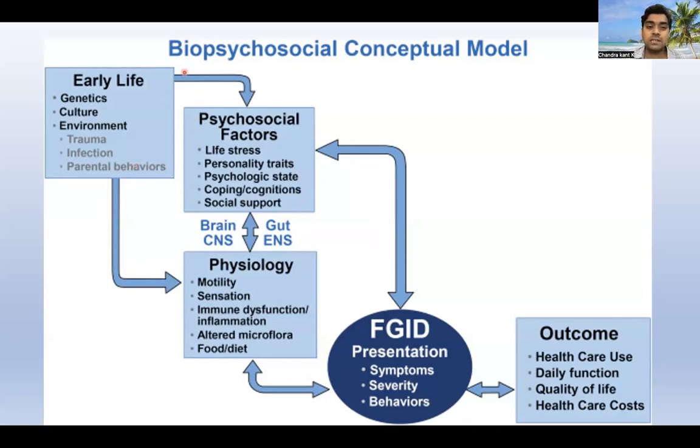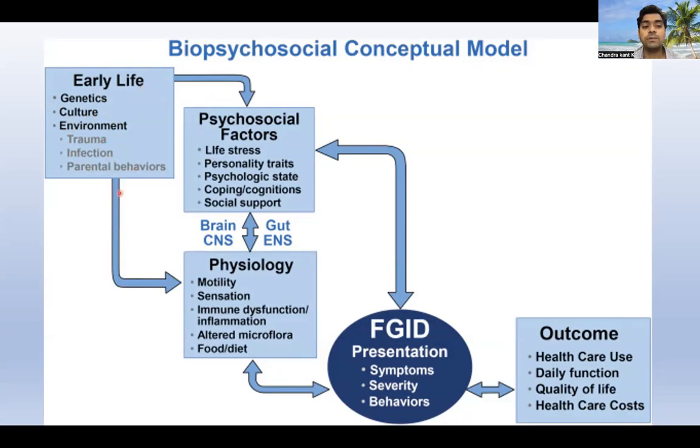See, this is the biopsychosocial conceptual model. This will be very difficult for you, but I still want to impress upon you this concept. The reason is in early life, because of the genetic, cultural, and environmental. See, genetics, it's not under our control. Culture, it's not under our control, but environment is under our control. Like trauma, infection, and parental behavior.